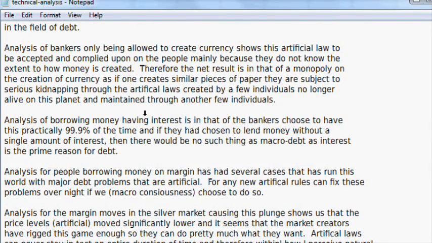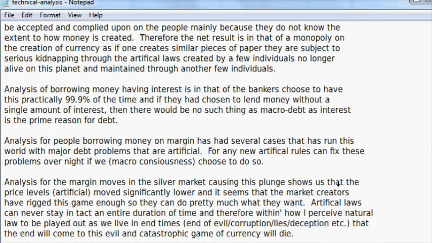Analysis of borrowing money having interest is that the bankers choose to have this practically 99.9% of the time, and if they had chosen to lend money without a single amount of interest, then there would be no such thing as macro debt, as interest is the prime reason for debt. Analysis for people borrowing money on margin has several cases that have run this world with major debt problems that are artificial. Any new artificial rules can fix these problems overnight if we, macro consciousness, choose to do so. Of course, we don't choose to do so.